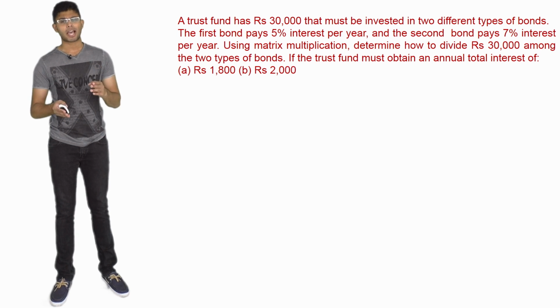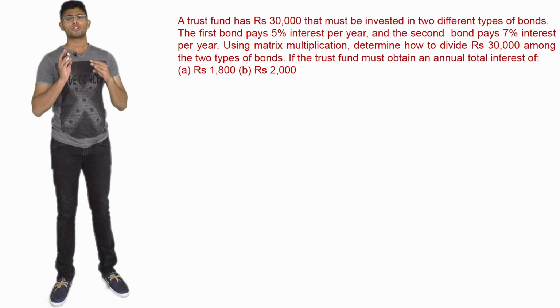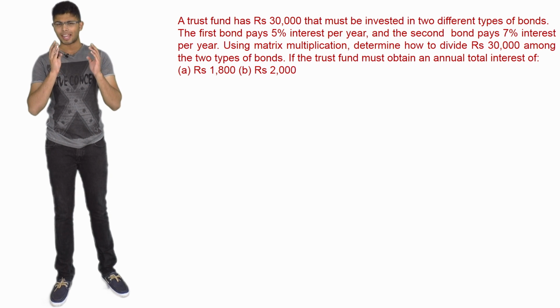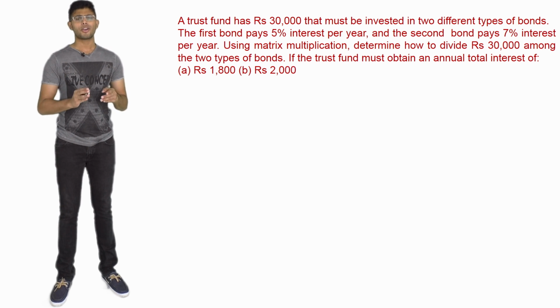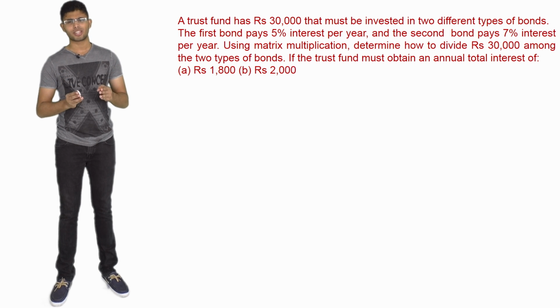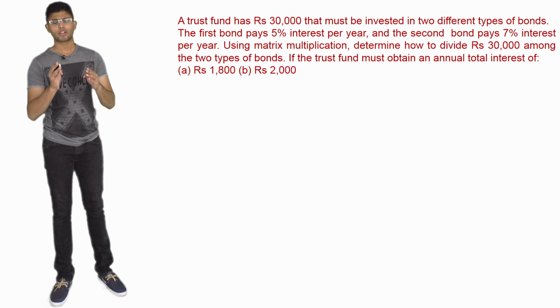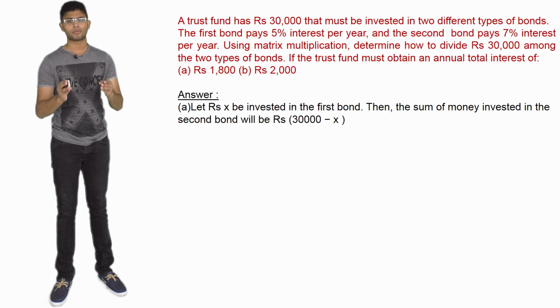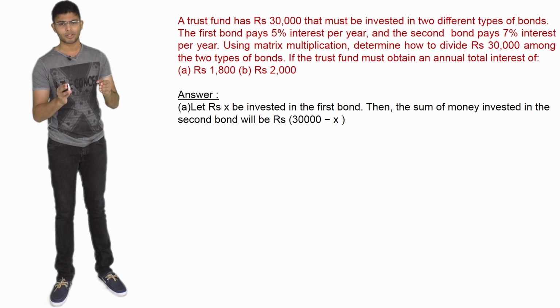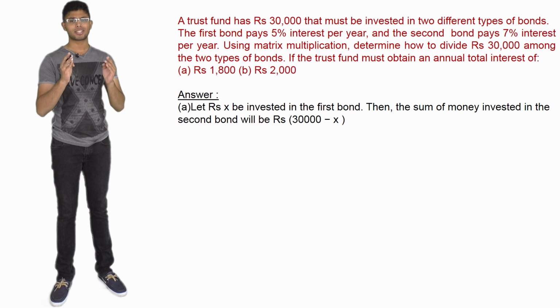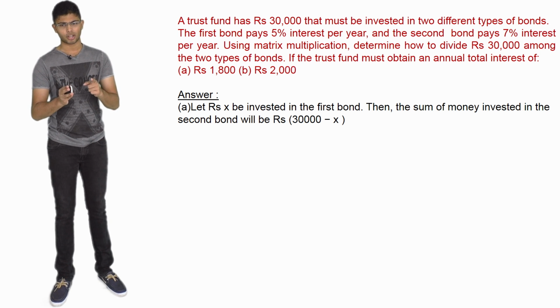So now over here we're having a word problem. In any word problem, what we have to do is first identify what has been given to us. So in this problem, we're first going to see what's given. We've been given that rupees x has been invested in the first bond.